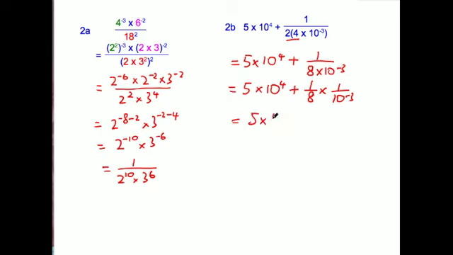Which gives us 0.125 times 10 to the power of 3. And simplifying this, we have 5.0125 times 10 to the power of 4.